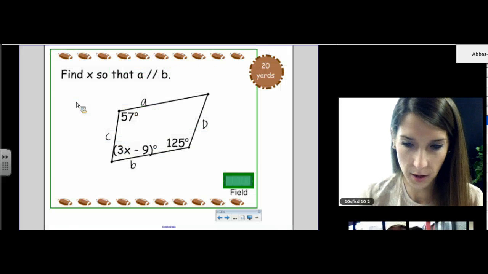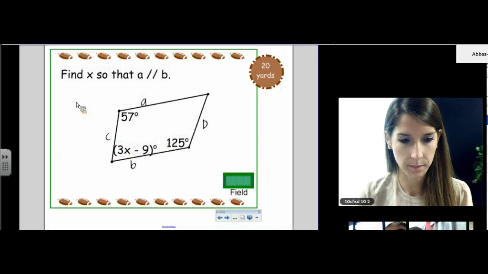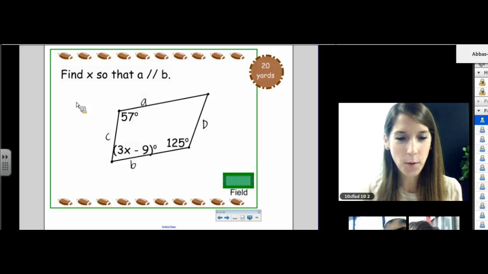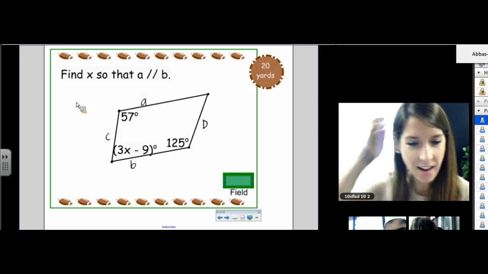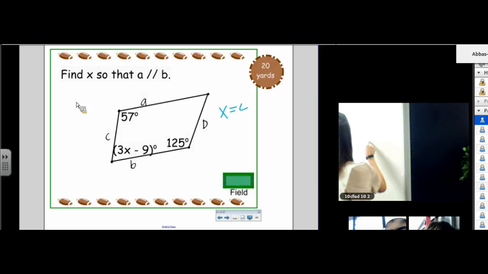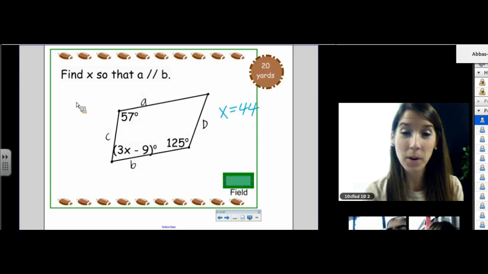Write out and up on your paper and solve this problem. Hey, 44 is the correct answer. He caught the ball, and I have a feeling this is going to be a touchdown. But before we talk about the touchdown, let's talk about this problem really quick.